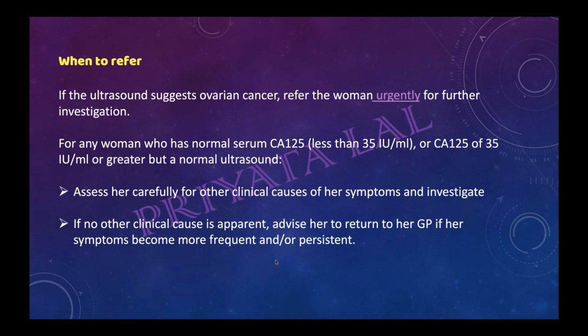So every line here is important, because they will give you a scenario of what next step has to be taken by the GP. For example, they will say the patient presented with all these symptoms, the GP did CA125, the CA125 has come less than 35 and the scan is normal. What to be done? The answer will be assessment for other clinical causes for her symptoms. So this way the question comes from this referral pathway. Therefore it is important.